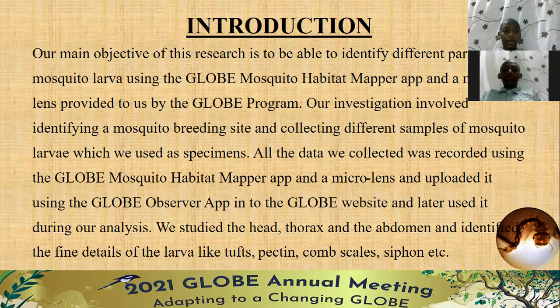Our main objective of this research is to be able to identify different parts of a mosquito larva using the GLOBE Mosquito Habitat Mapper app and a microlens provided to us by the GLOBE program. Our investigation involved identifying a mosquito breeding site and collecting different samples of mosquito larvae, which we used as specimens. All the data we collected was recorded using the GLOBE Mosquito Habitat Mapper app and a microlens, and uploaded using the GLOBE Observer app into the GLOBE website, and later used during our analysis.